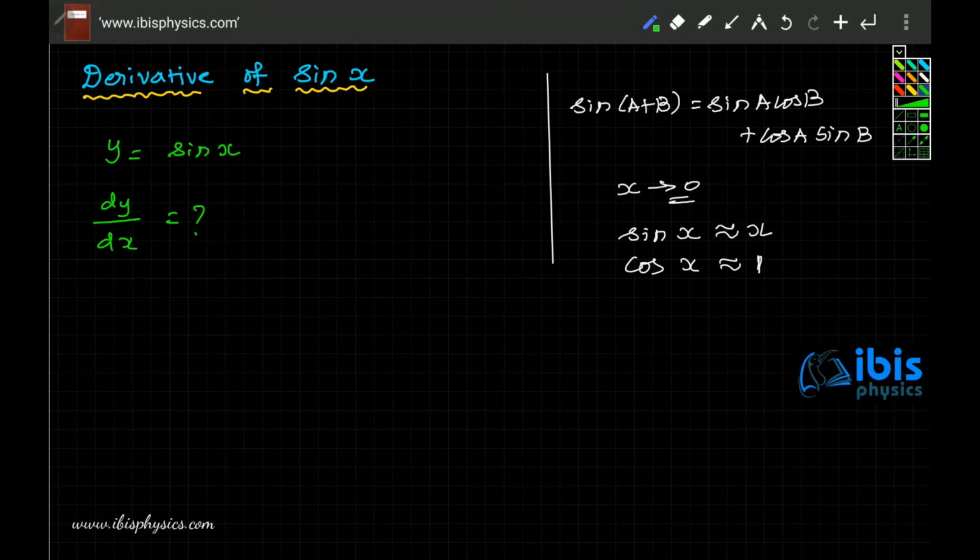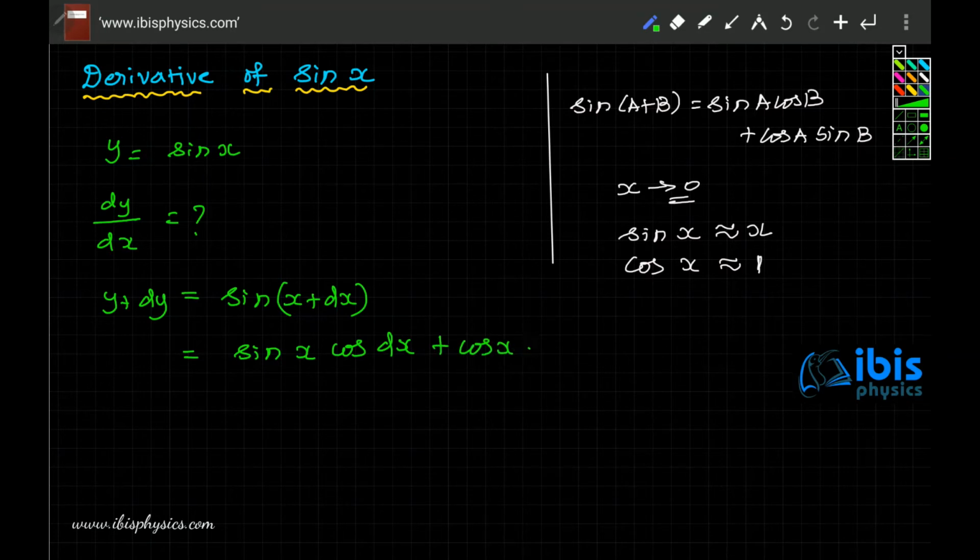So y is sin x. When you increase the value of x by a small amount, when x becomes x plus a small increase, then y will also increase by a small amount, because y is a function of x. What is sine of A plus B? Sin x cos dx plus cos x sin dx. This is y plus dy.